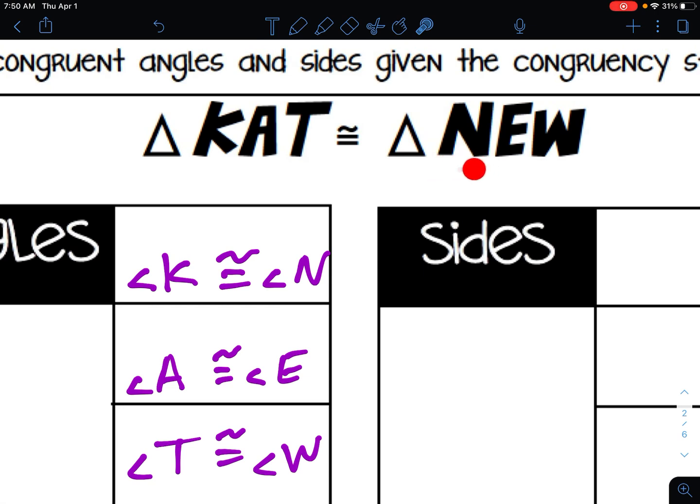It's the order. K was listed first, N was listed first. Based off of that congruency statement, K and N are going to be corresponding parts. They are congruent if it says the two triangles are congruent. A and E are in the middle. T and W are at the end. So those are the angles that we know are going to be congruent.